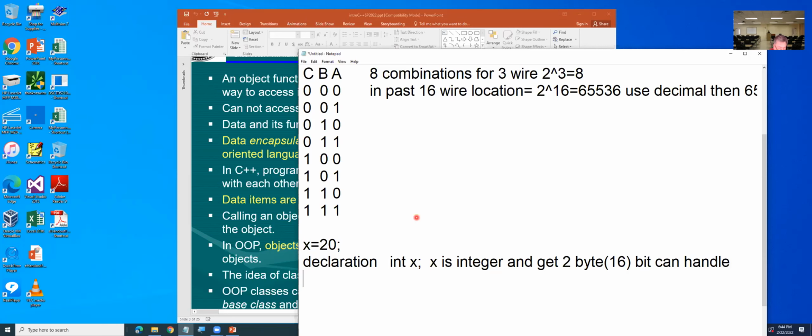values from minus 32,000 to 32,000. So when you tell the computer you want a variable to store data, if you say integer, it can store numbers only from minus 32,000 to 32,000.